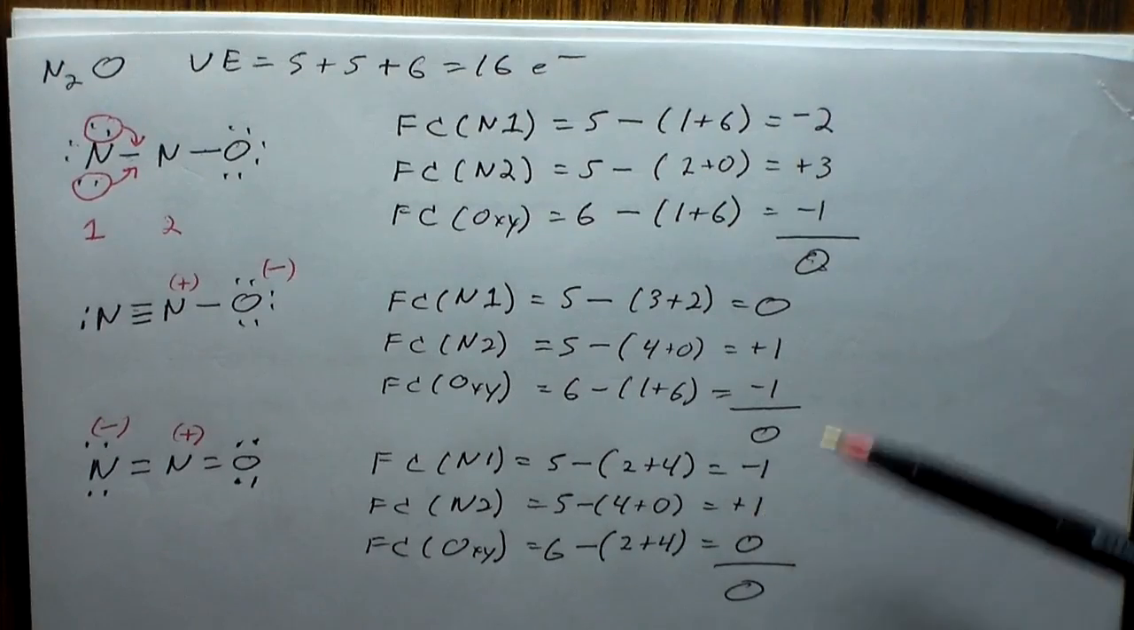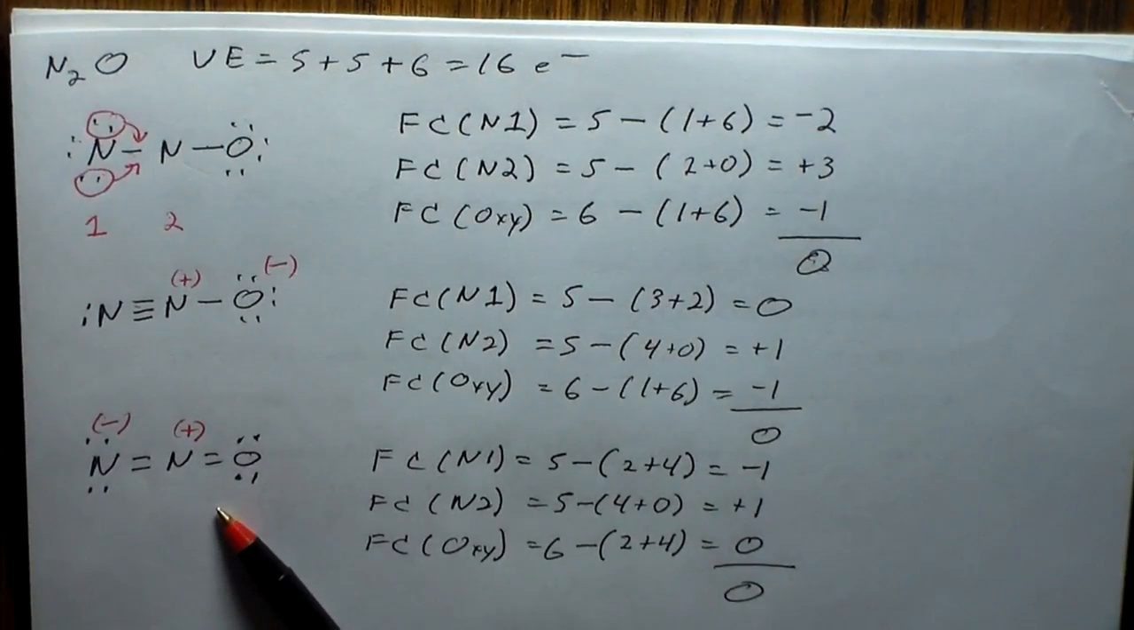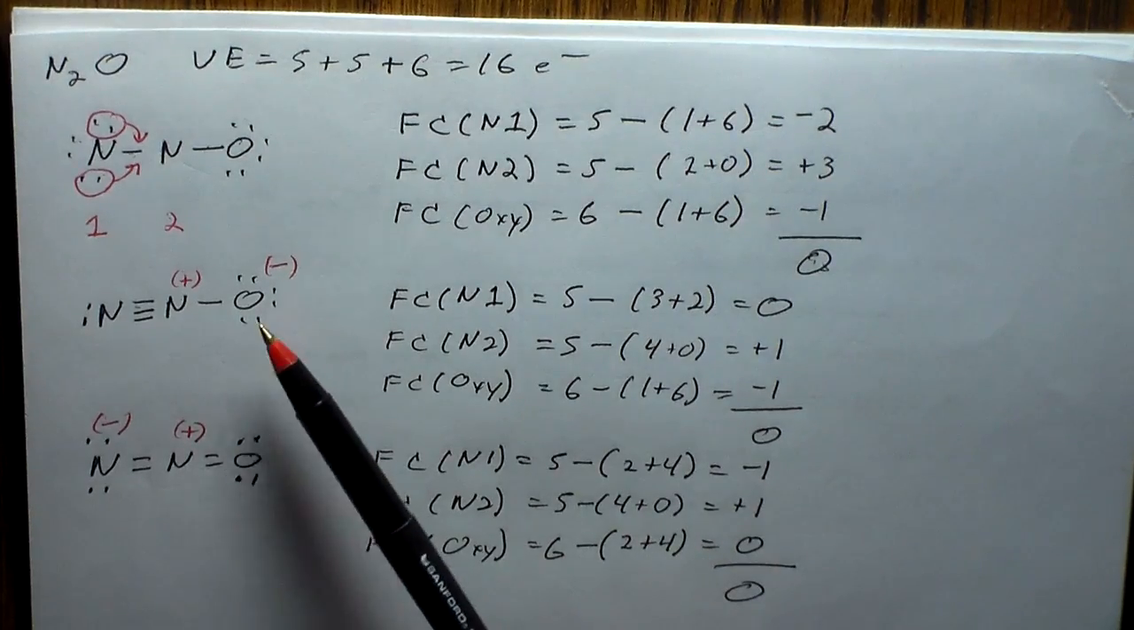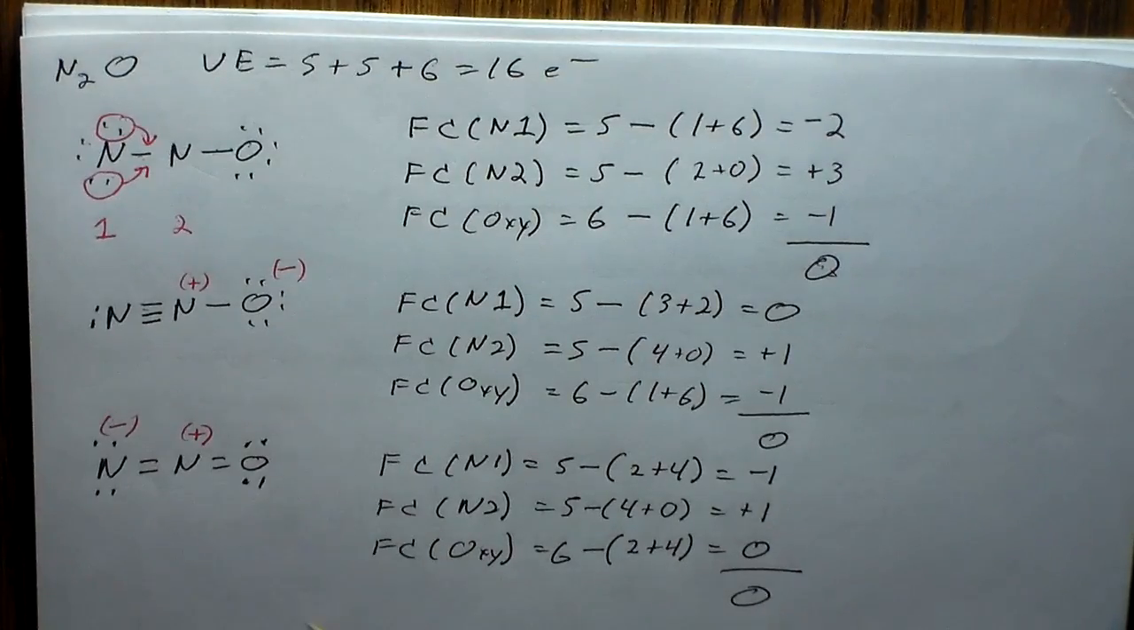We have a negative one and a positive one here. So these are two equally valid structures. But this one over here is going to be preferred because the oxygen is more electronegative. So this is why this one is actually preferred over this one.